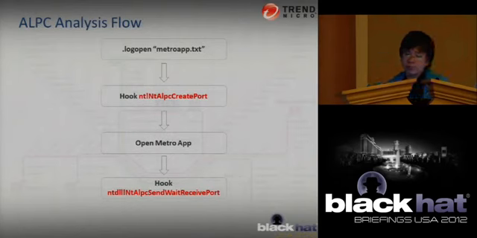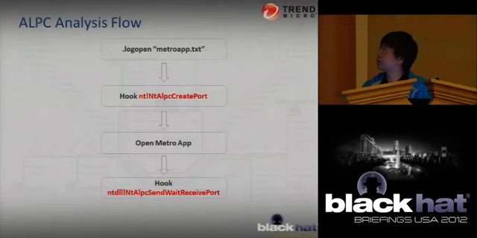Okay, so for the analyzing flow: first, open a log file to write to. Second, hook the ALPC create port function, and then we can know when the port is created. Third, launch the MetroStar app, and your hook will get a process ID. And fourth, hook the API send wait receive port, targeting your process ID to see the information.